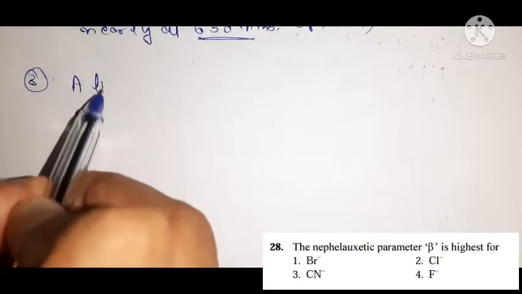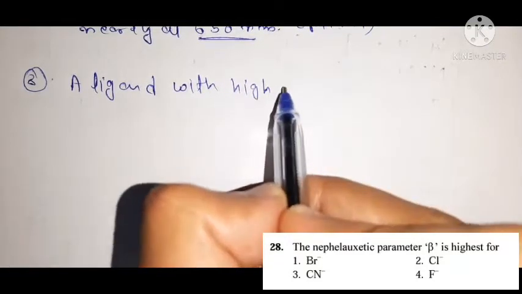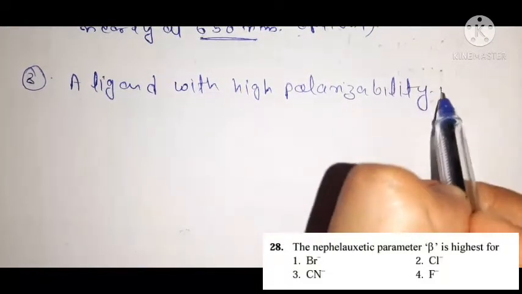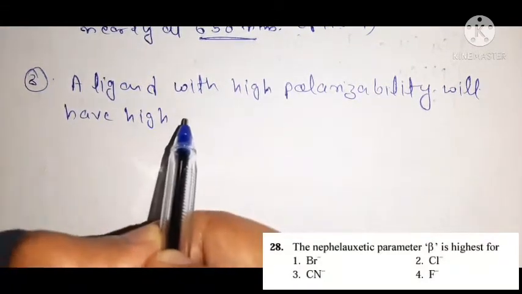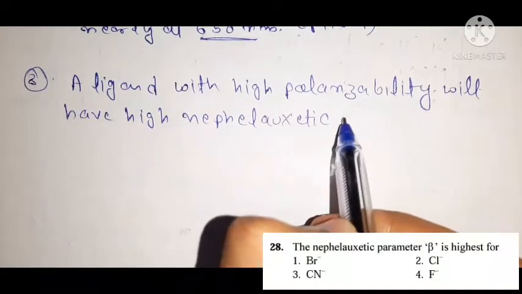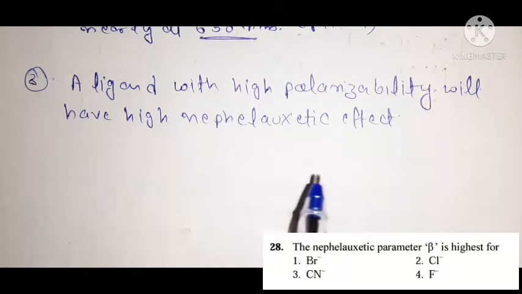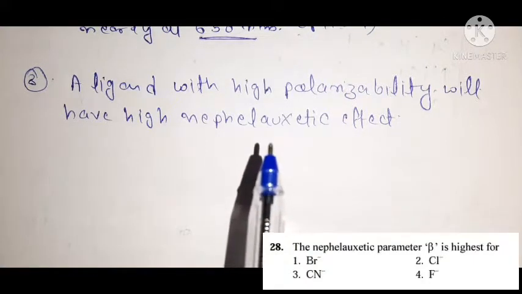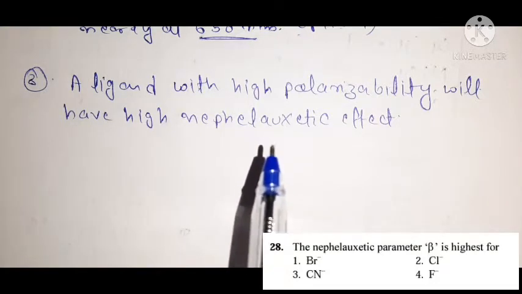So a ligand with high polarizability will have a high nephelauxetic effect. And we have a series of ligands on the basis of decreasing polarizability of ligands, which is known as the nephelauxetic series.